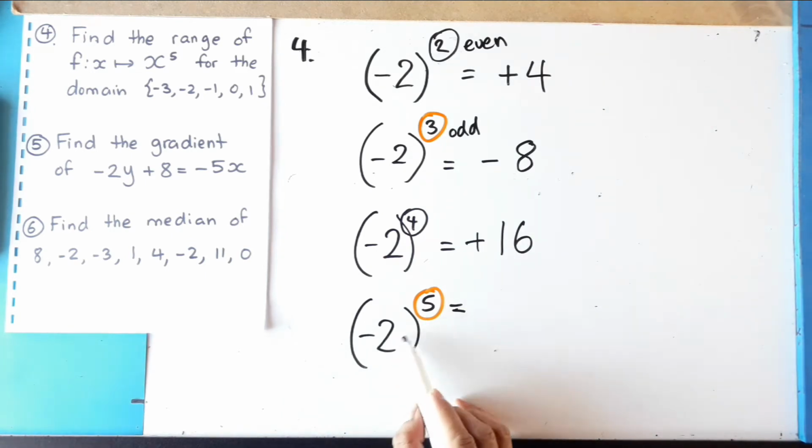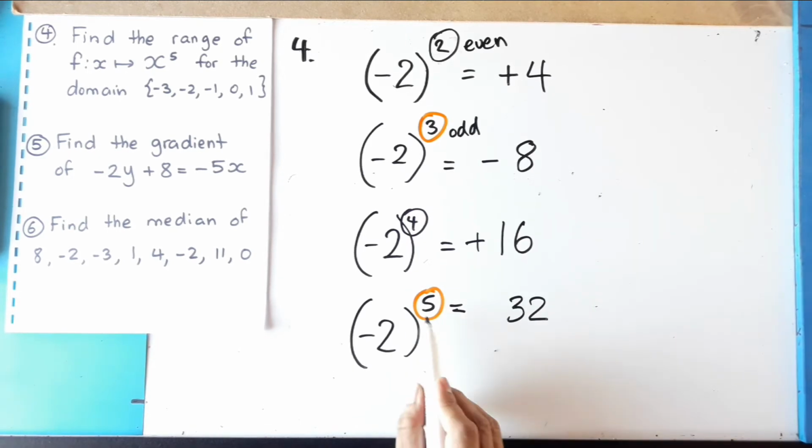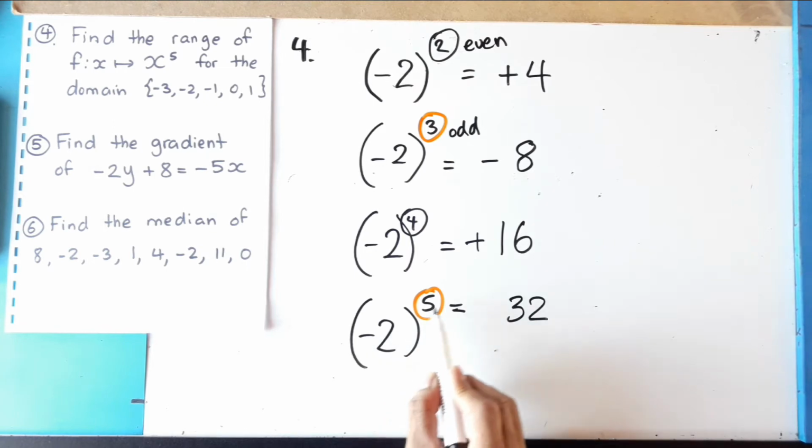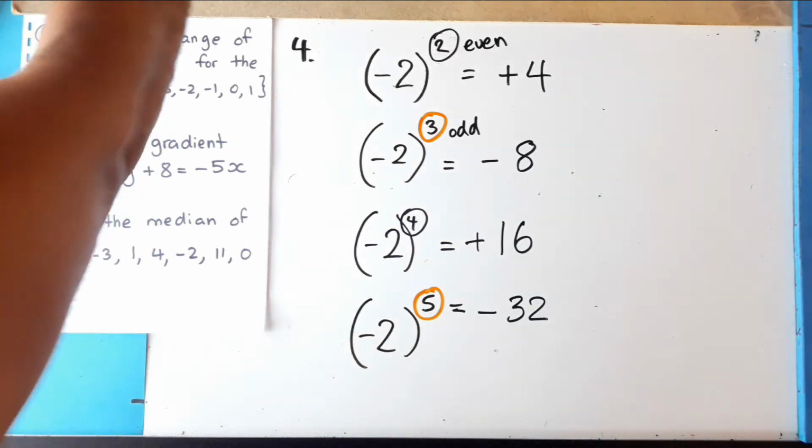And how about this one here? 5 is an odd number. 2 by 2 by 2 by 2 by 2 will give you 32. And because here is negative and here is an odd power, I know my answer will be negative. Right, so I just want to point out that to you.